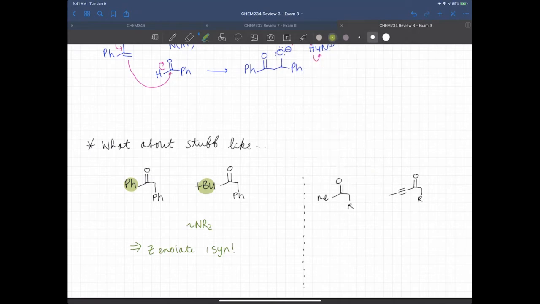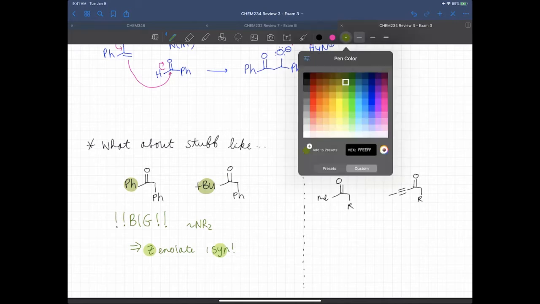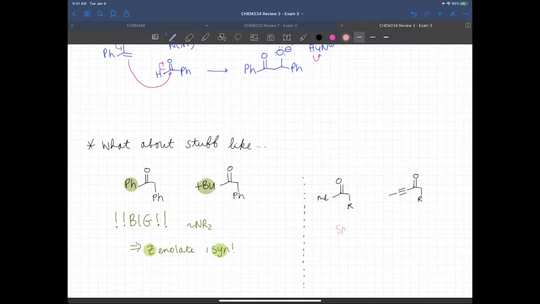Right now, I'm just going to go ahead and circle this here. These are considered big components. Big. Which means that whatever you see on the other side here are small. So these are small, and therefore they generate E enolates, which means I get the anti product.